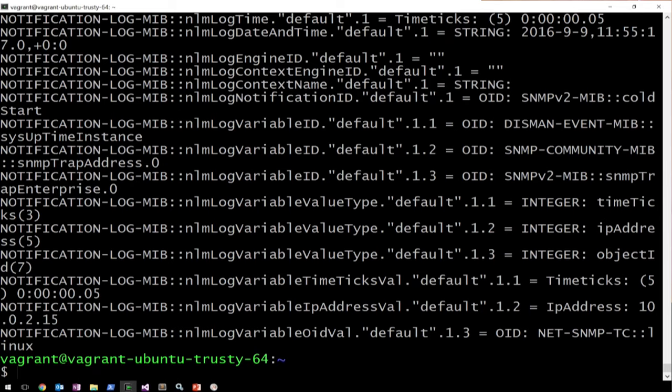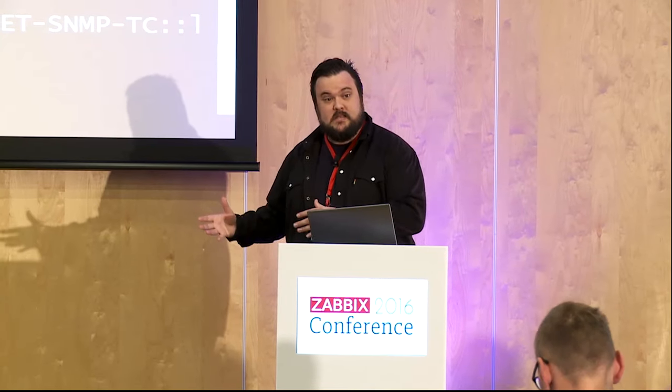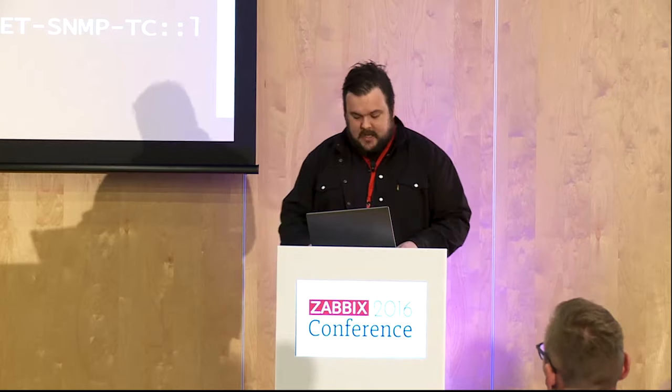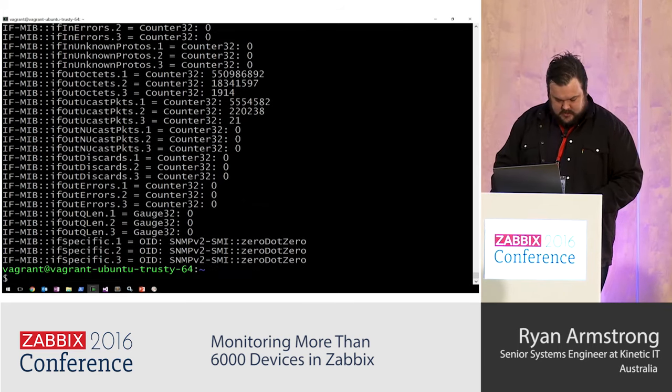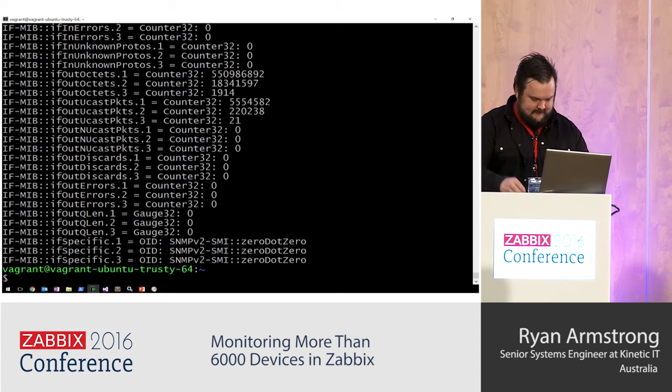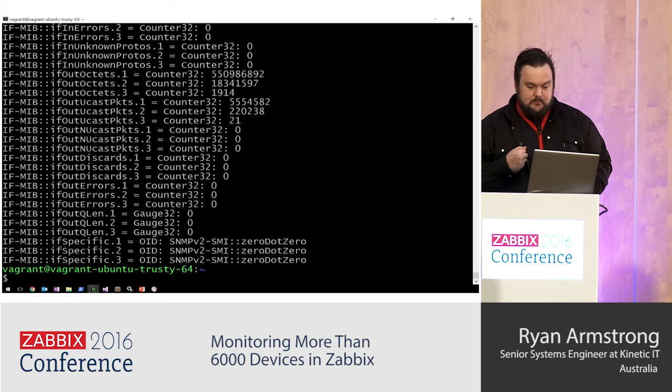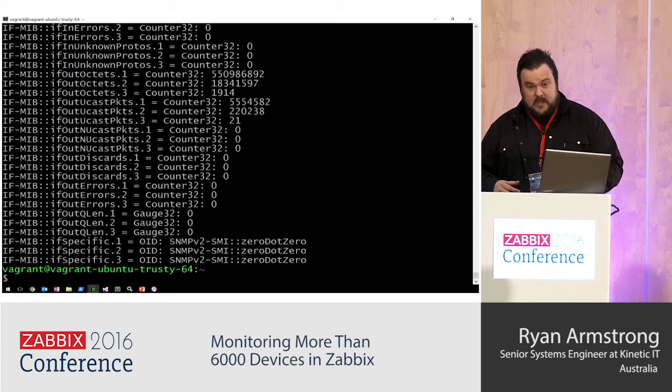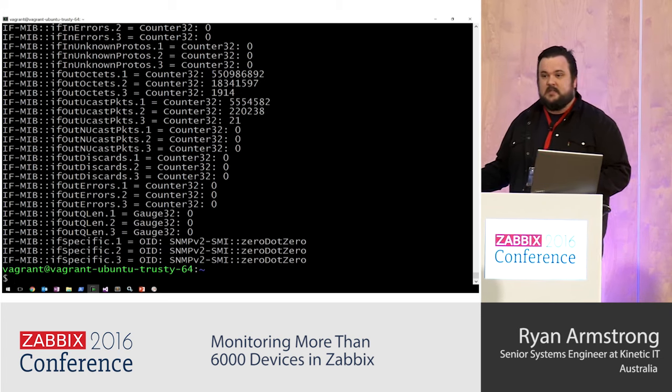So let's go back to this window. Let's do the same thing again, but we will use the IF-MIB portion of the MIB tree, which is where SNMP will define all the network interfaces on a machine and all the metrics that are available. So if we run that, we'll see, hey, cool, I can see the screen down here. That makes things easier. We're going to see different metrics available for each network interface that's on the machine.